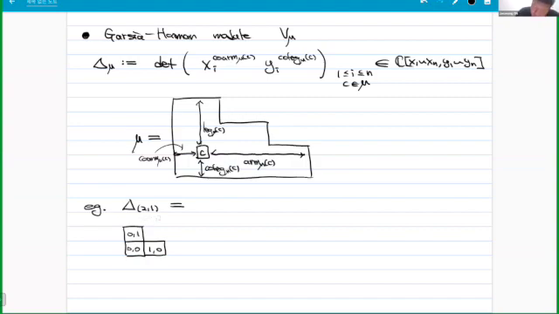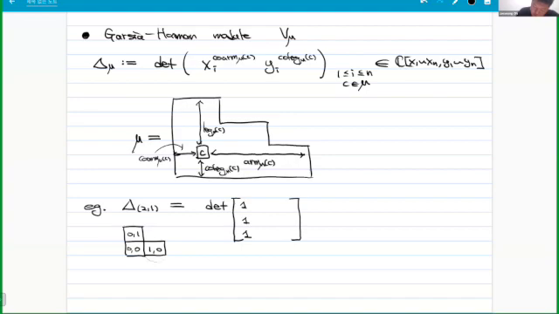So delta sub 2,1 is a determinant of a 3 by 3 matrix. The first column will index the information of the first cell, which is (0,0), so x to the 0, y to the 0. So it's 1, 1, 1.